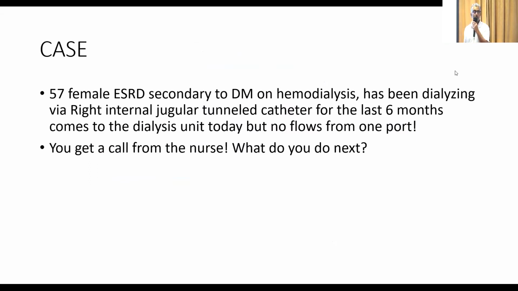So to make it a little interesting, I'll give you a case here. And this is like our bread and butter. A 57-year-old female with end-stage renal disease secondary to diabetes on hemodialysis, has been dialyzing via a right internal jugular tunnel catheter for the last 6 months and comes to the dialysis unit with no flows from one port. How many of you have seen this? Wow, like almost 80%, right?